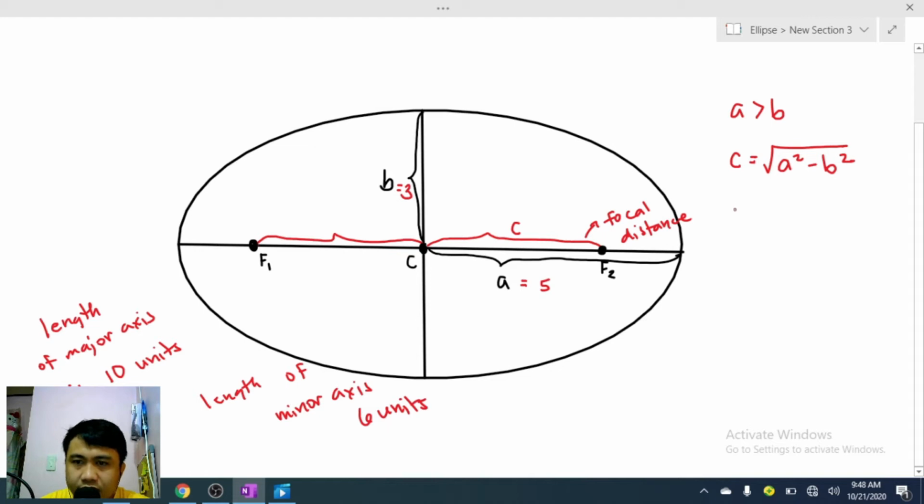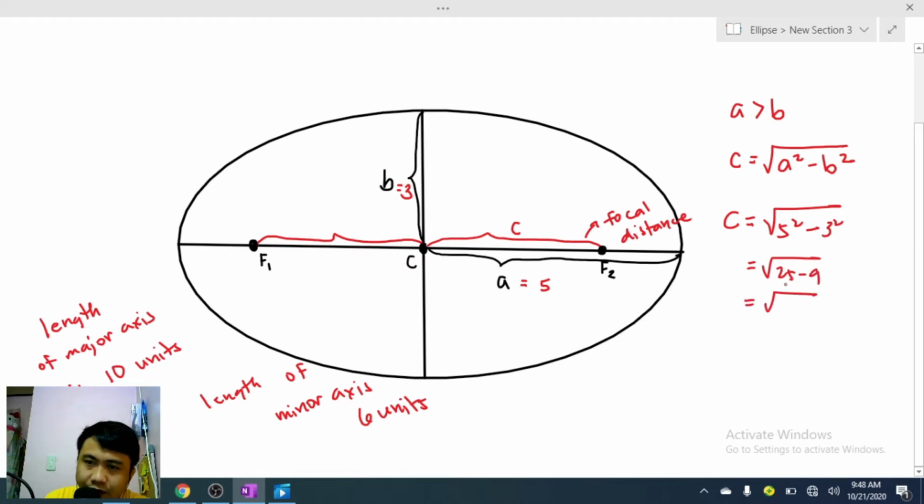So, plug in doon sa formula, A squared, so we have 5 squared minus B, which is 3 squared. Square root of 25 minus 9. So, the answer is, what is 25 minus 9? That is 16. So, you have 4 units. And so, the distance from the center to the focus is 4. Ganun po ang pagkuha ng ating focal distance.